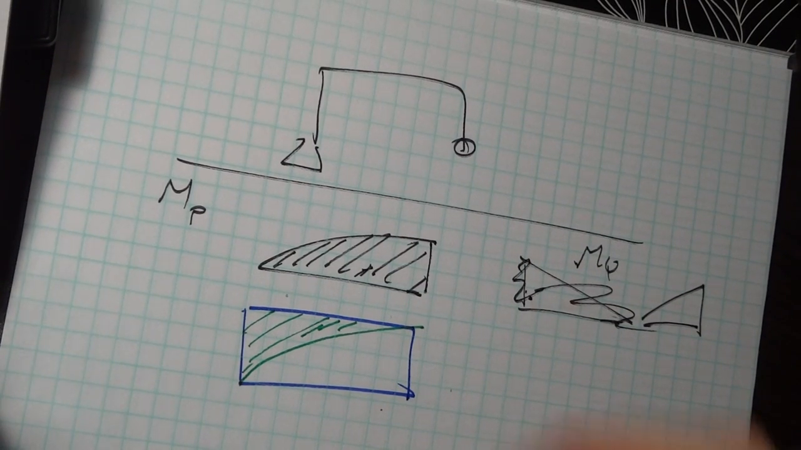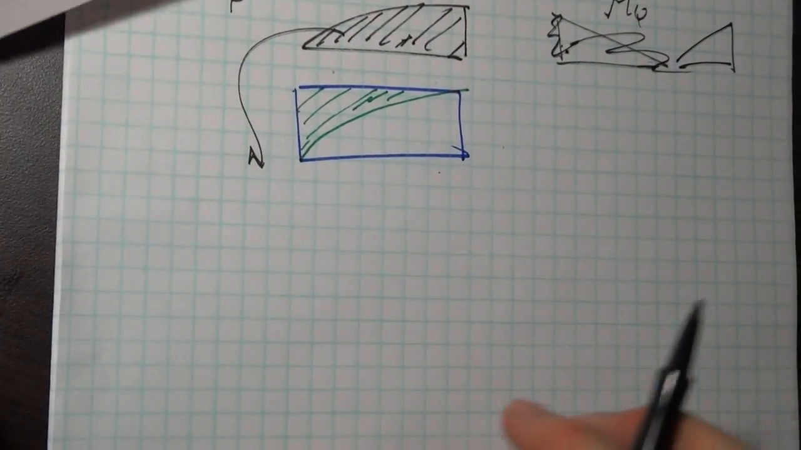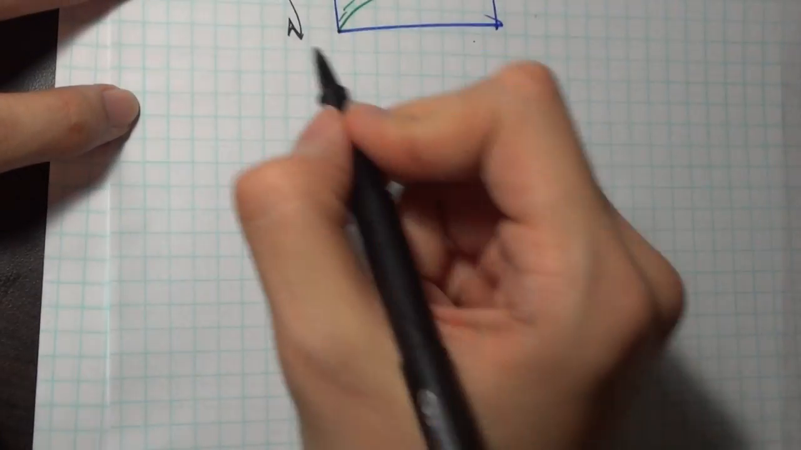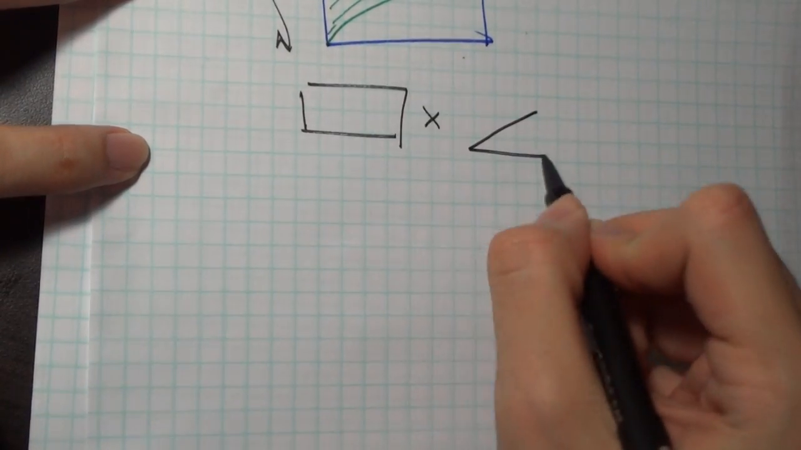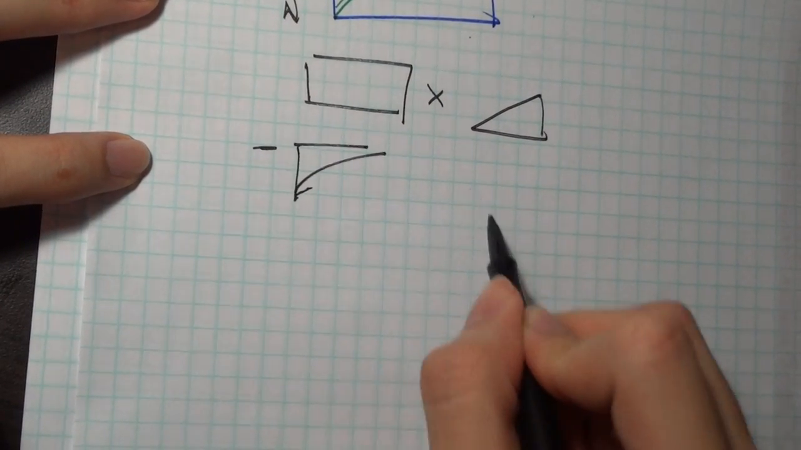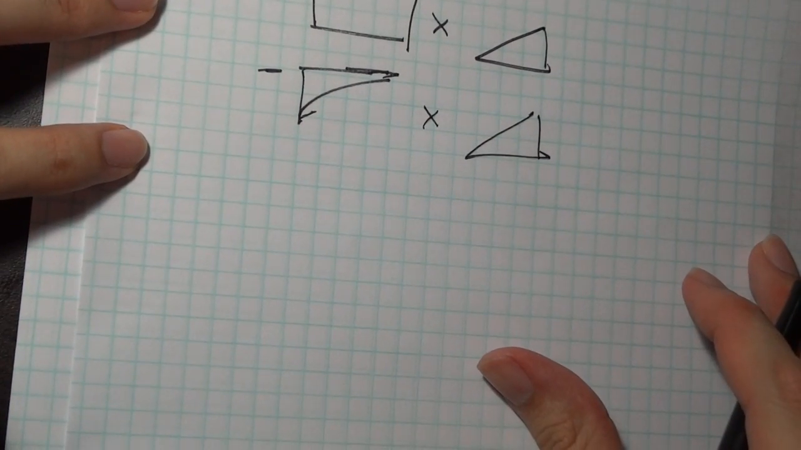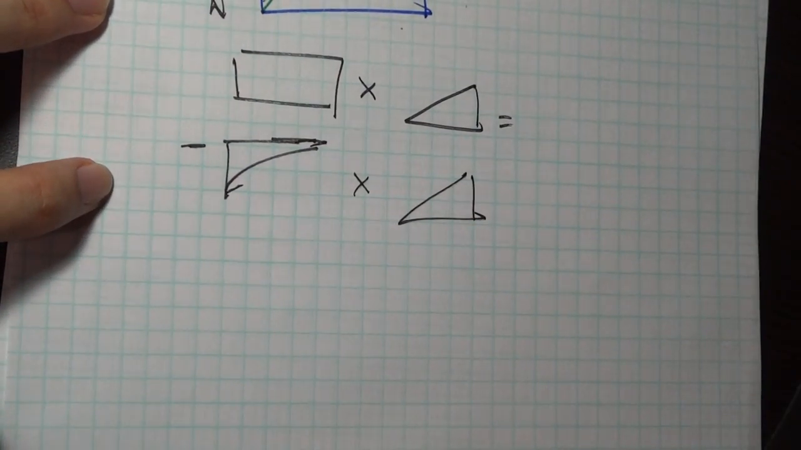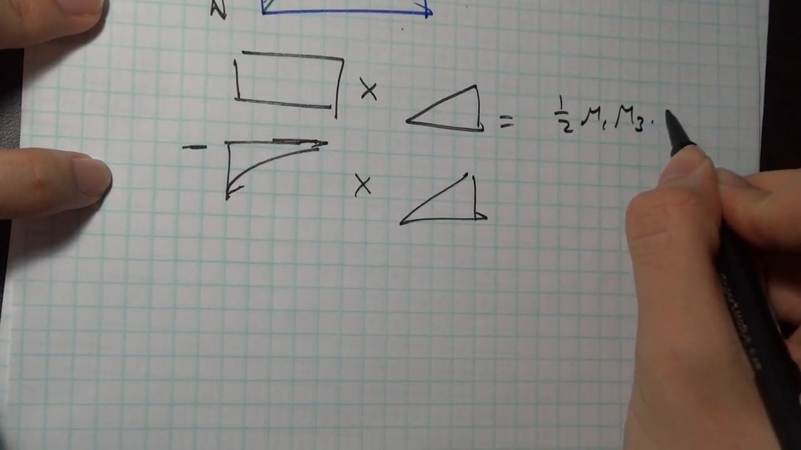When I do that, in other words, this one down here is going to be M. Let's see, it's going to be a rectangle times a triangle minus this parabola times a triangle. Right. This one would be equal to 1/2 M1 M3 times L.